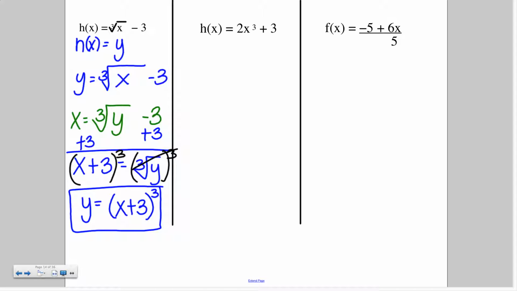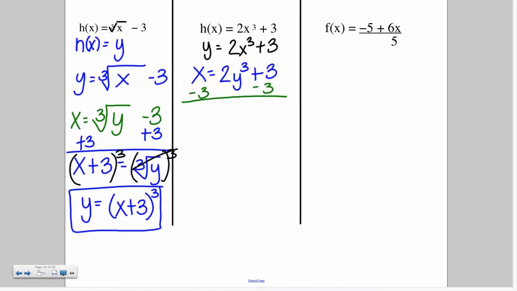Next one. Again, h of x is equal to y. So we have y is equal to 2x cubed plus 3. So the first step, we need to switch x and y. So x is equal to 2y cubed plus 3. We're going to subtract 3 from both sides. So we end up with x minus 3 equal to 2y cubed.